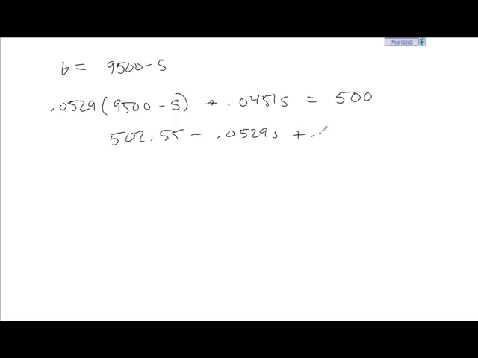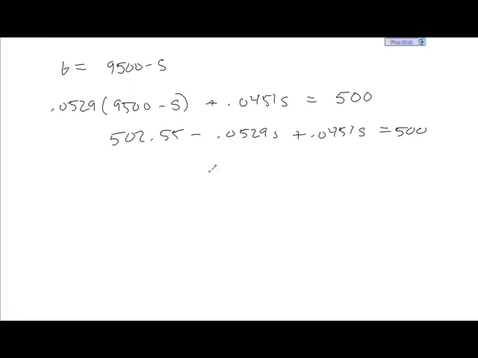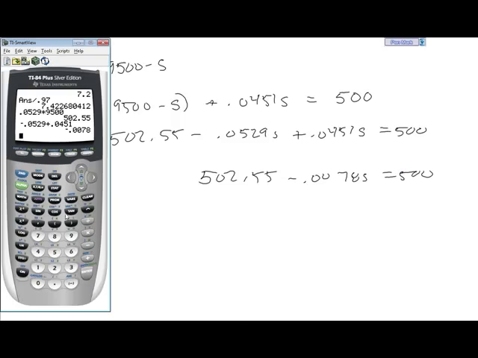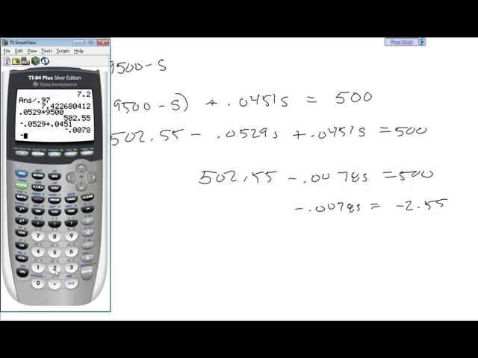0.0529S plus 0.0451S equals 500. So I'll combine my like terms. I'll have negative 0.0529 plus 0.0451. And so I get 502.55 minus 0.0078S equals 500. I'll subtract 502.55 from both sides, giving me negative 0.0078S equals negative 2.55. And now I'll just divide negative 2.55 by negative 0.0078.